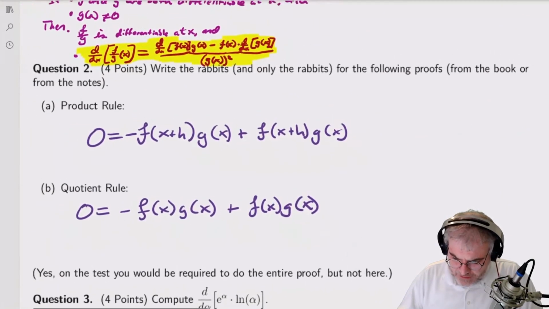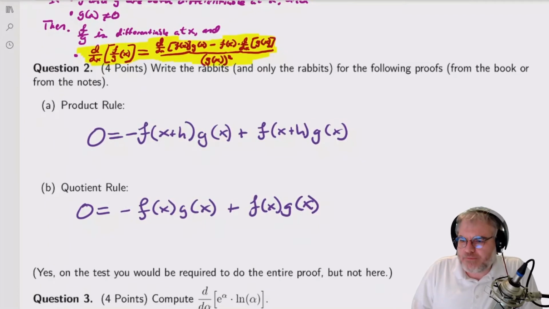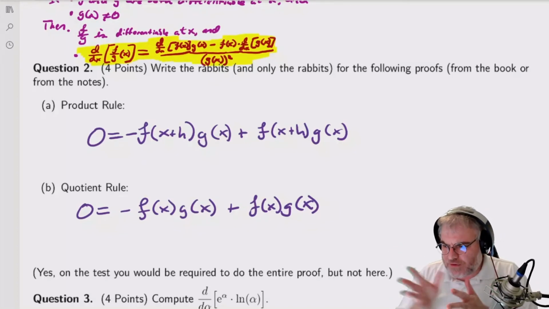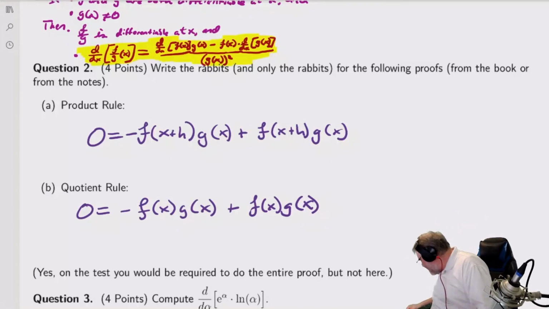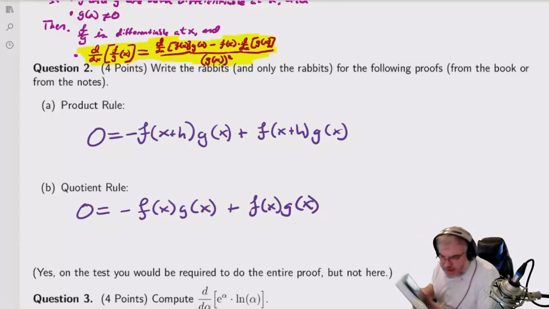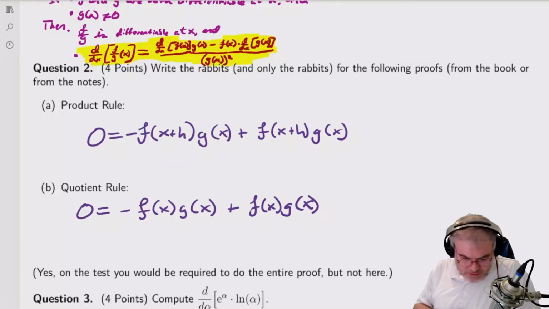Okay. The two rabbits. The two rabbits are as follows. Was everyone able to find them in the notes? Everyone was able to find the proofs in the book. In the book, they are in section 2.3 in your textbook. Sorry, 2.4 in the textbook. There's no 2.3. Nope, 2.4. They're in 2.4 in your textbook.